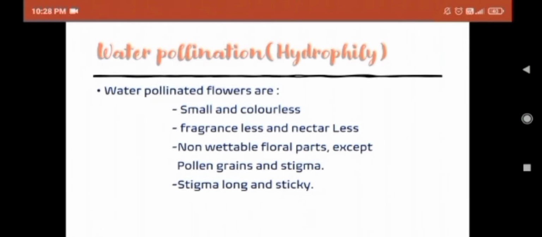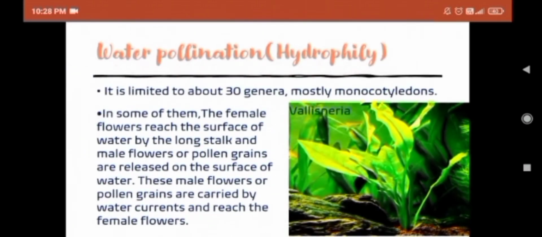Water pollination, also known as hydrophily. Water pollinated flowers are small and colorless, fragranceless and nectarless because they are less dependent on biotic agents. They have no vibrant floral parts except pollen grains and stigma. Stigma should be long and sticky. Now water pollination is limited to about 30 genera and mostly seen in monocotyledons.